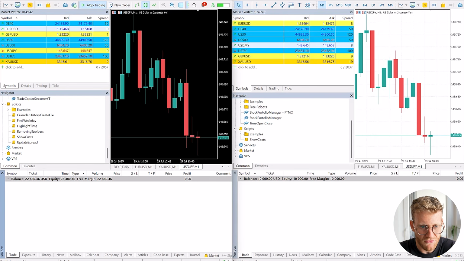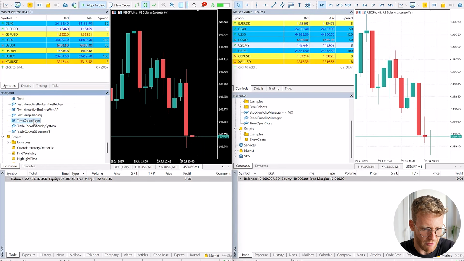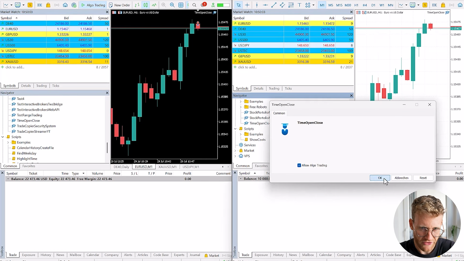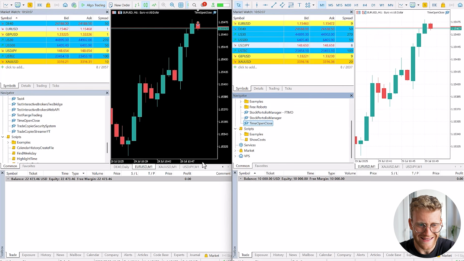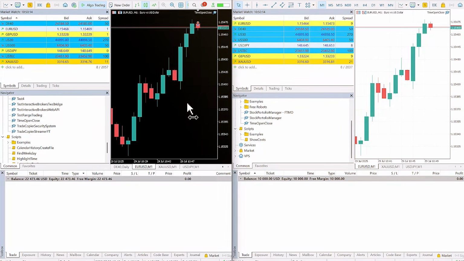So let's now have a look at what this actually means if we trade. I created another program here, which is the time open close program. So let's run this in euro US dollar maybe. If I run time open close in both charts, now we will wait until the next minute comes, and then the script will open and close one position in both charts.